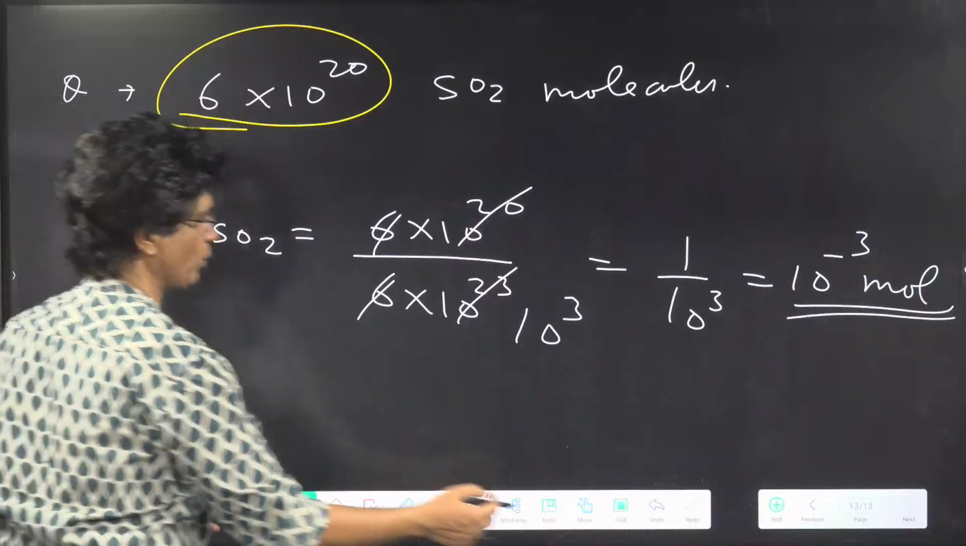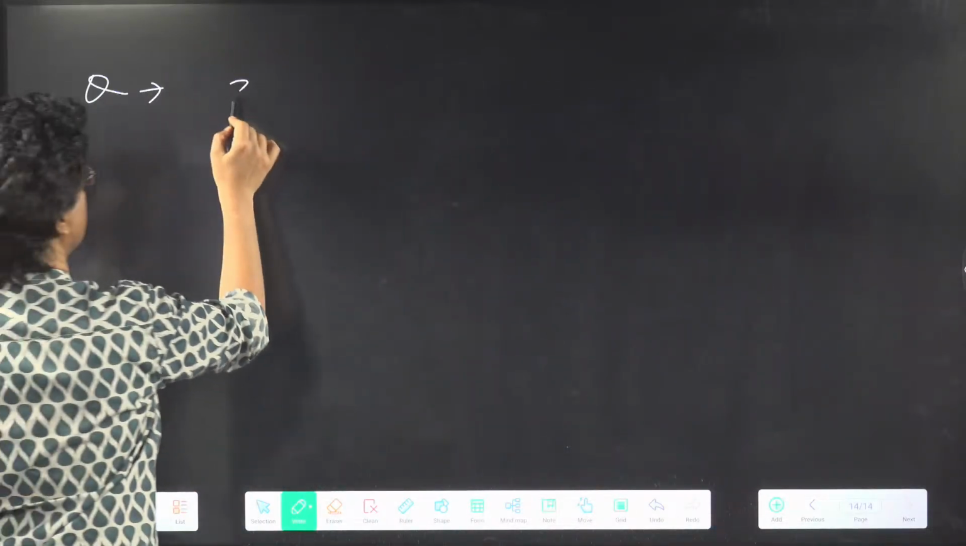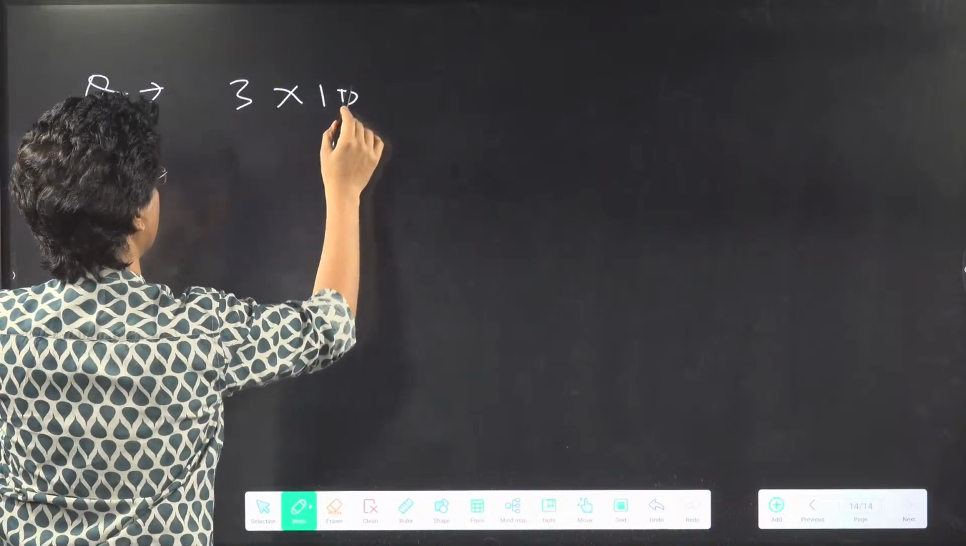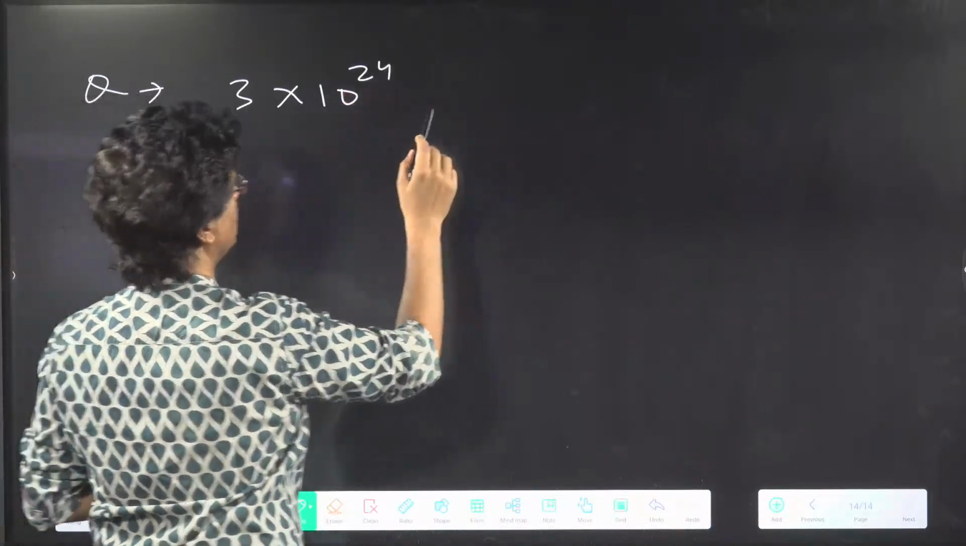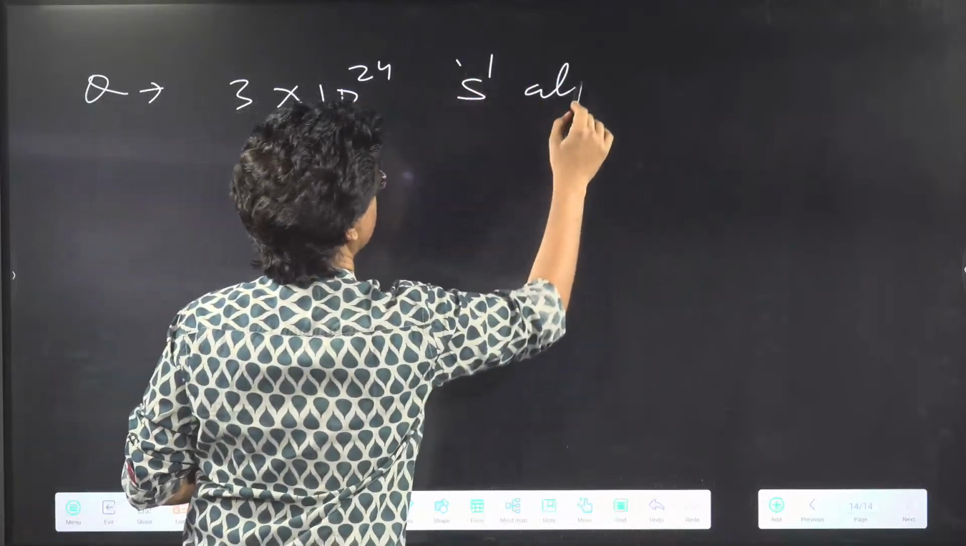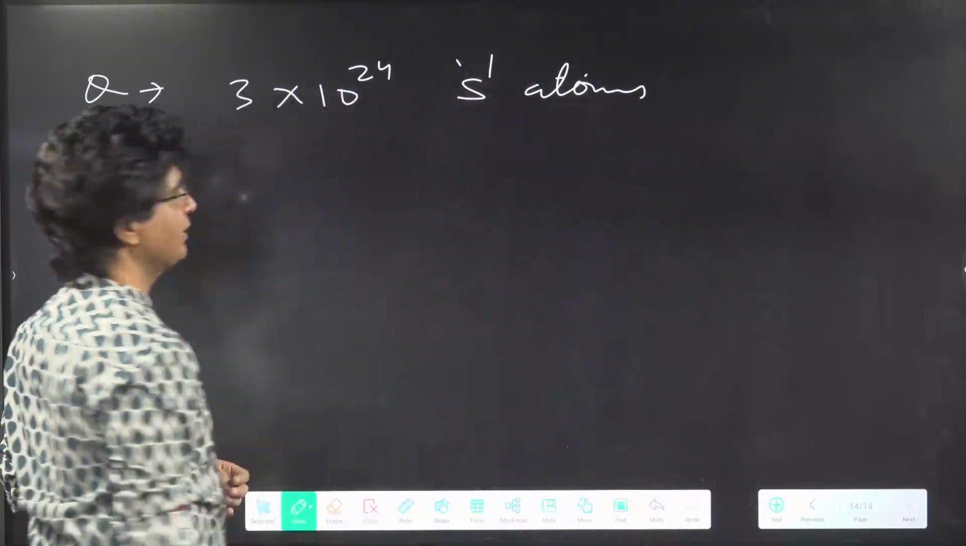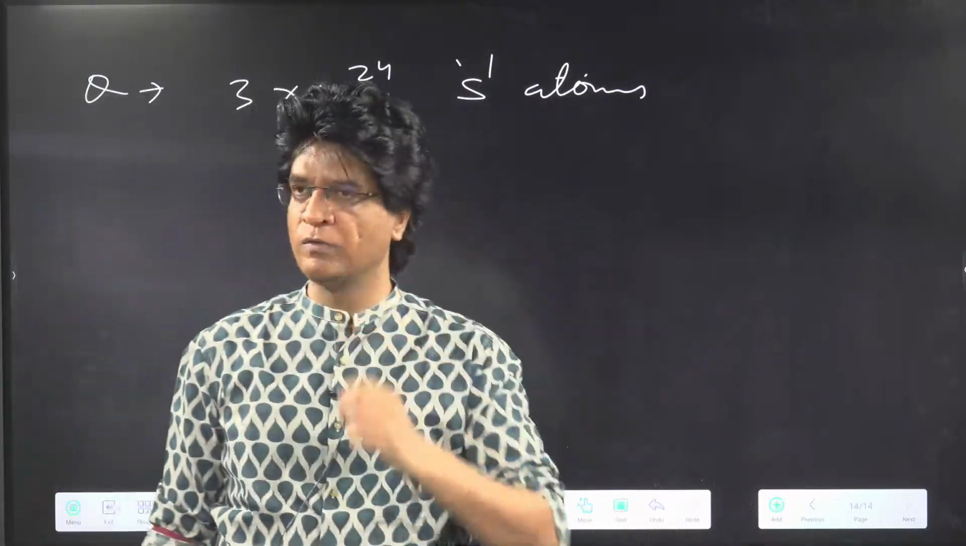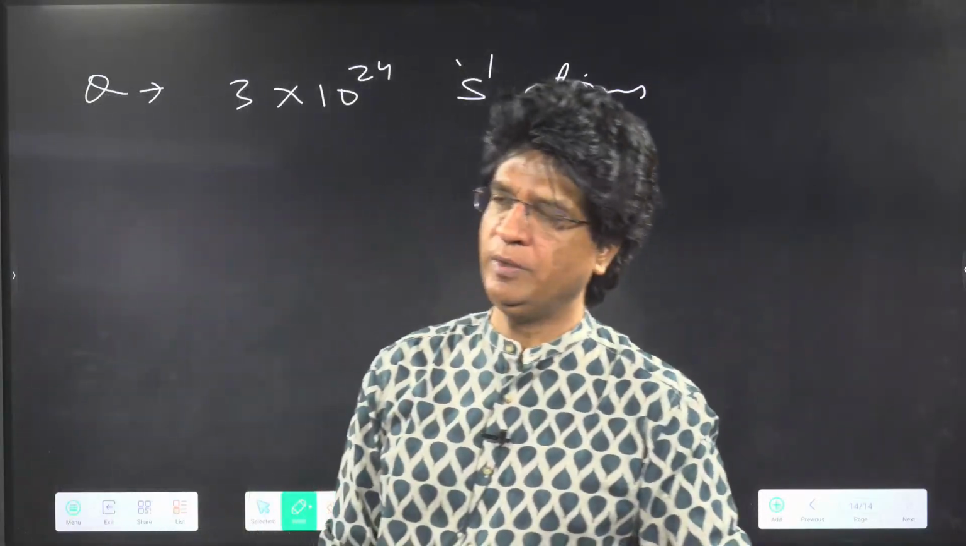Okay, let's do some more questions. Let's say we are having 3 into 10 to the power of 24 sulfur atoms. Find out the number of moles of sulfur atoms. Come on.